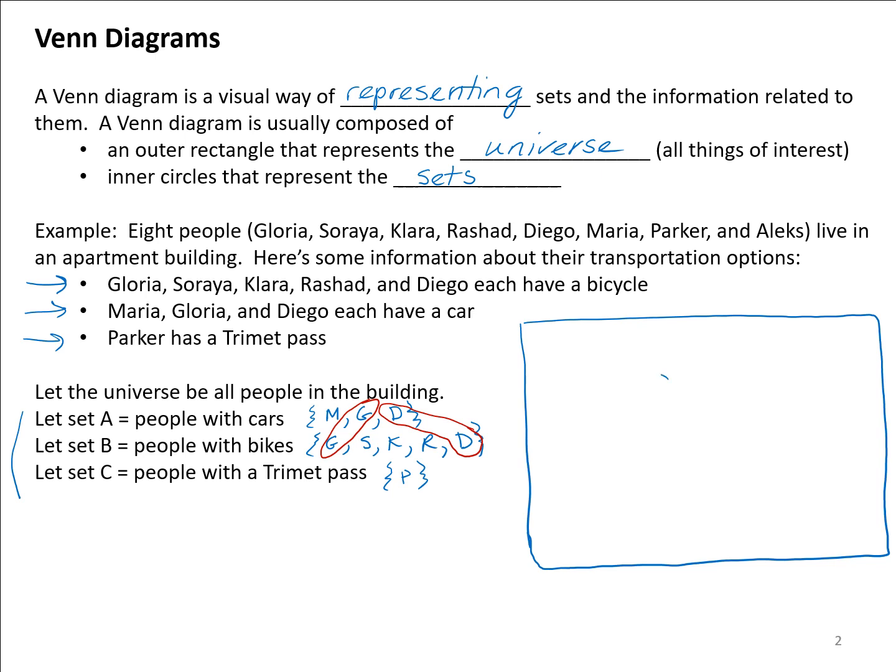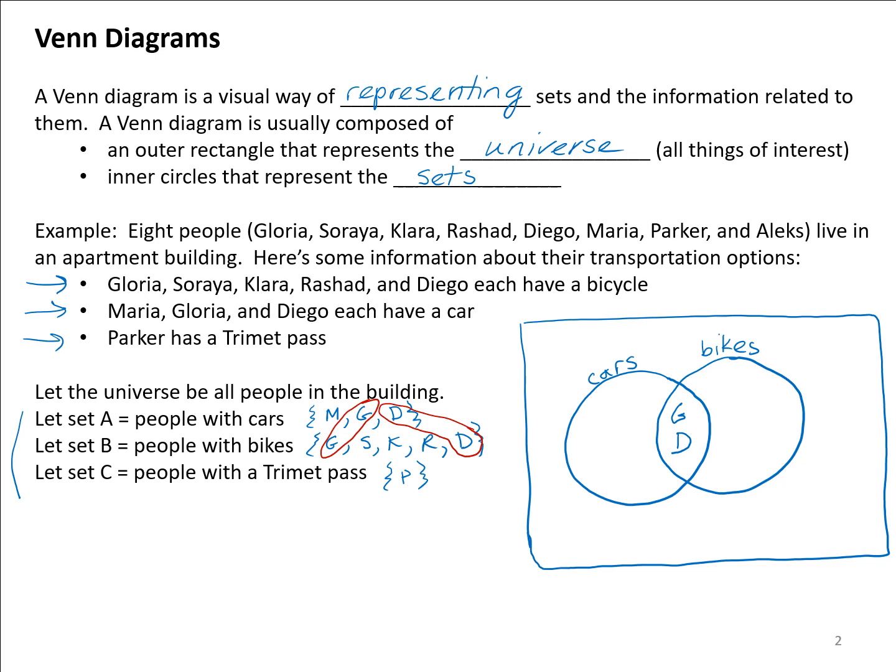So I'm going to draw a set. I'm going to say this circle, or this set, and your circle doesn't have to be perfectly shaped. Let's say this is the people with cars. And I'm just going to write cars to abbreviate that. And then I'm going to draw another set, and this is going to be the set of people with bikes. And I'm going to go ahead and write people's names in. And again, I'll just make it easy by putting their initial. We know we have Gloria and Diego in the overlap because both Gloria and Diego have cars and bikes.